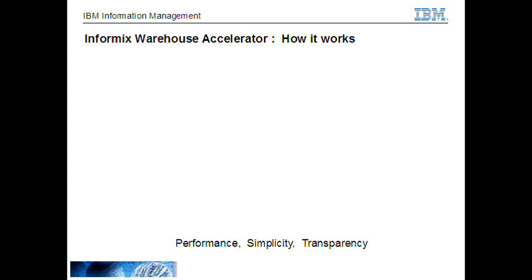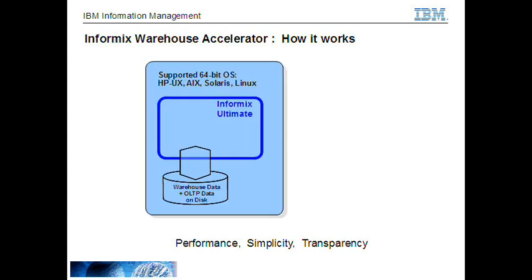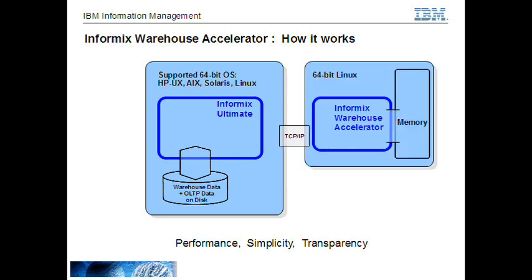How does it work? Let's look into some technical details of the architecture. The Ultimate Edition of the database server must be installed on one of the 4 supported 64-bit operating systems. The system can be an OLTP system, a pure data warehouse system, or a mixture of both. The accelerator must be installed on a 64-bit Linux operating system connected via TCP/IP to the database system.